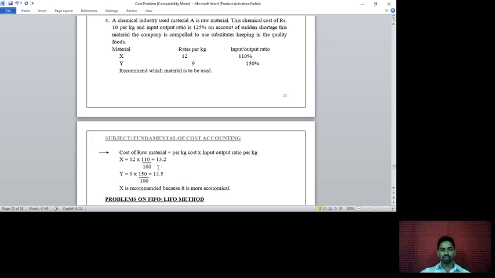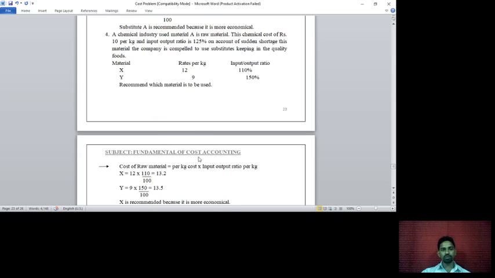Okay, so there is only a small difference, otherwise both would be beneficial. But more beneficial is the X product. Okay, so X material is beneficial because the cost is 13.2. Okay, so this X is recommended because it is more economical. Okay, so like this we have to solve problems on this input output ratio.